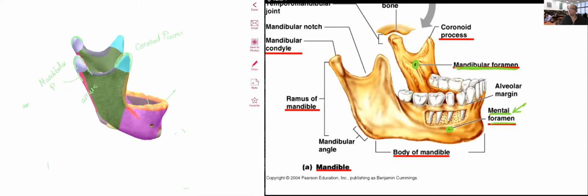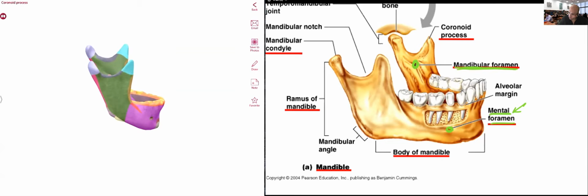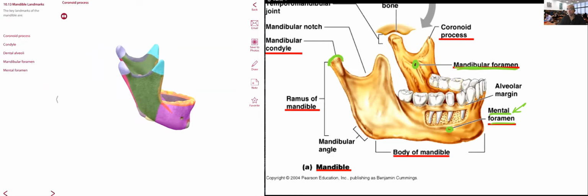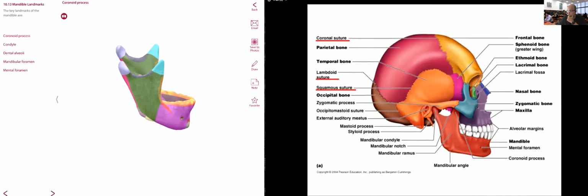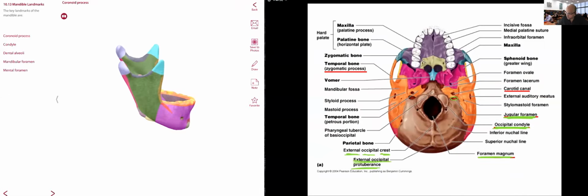Where did we see an elliptic shaped articular surface earlier today? Do you remember those elliptic shaped articular surfaces that we've seen on the inferior side of the skull? What did we call those ones? Occipital condyles, exactly.